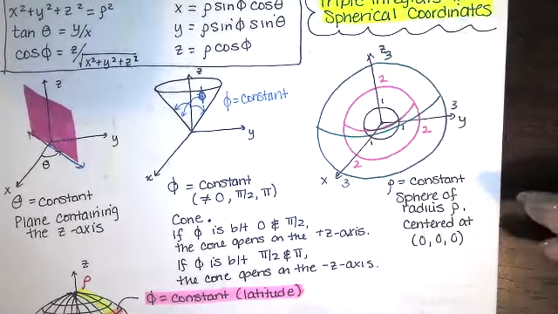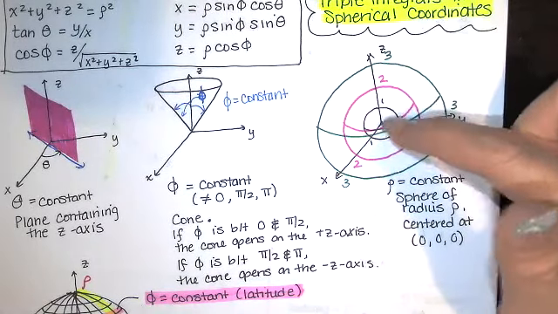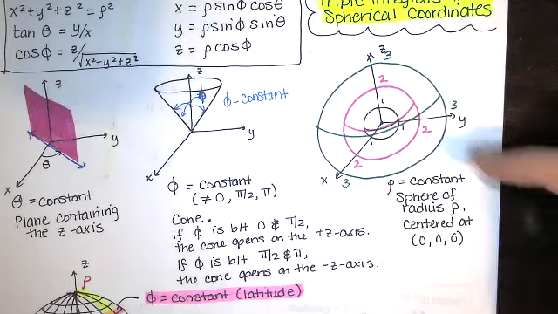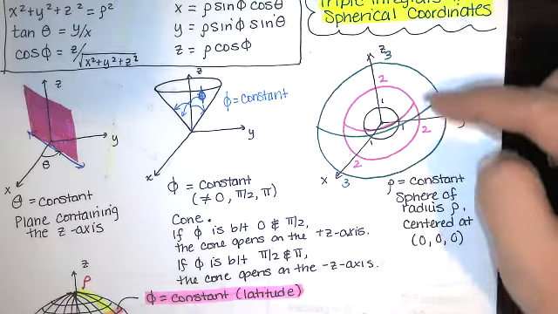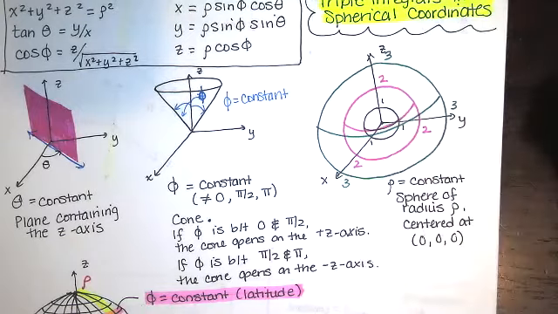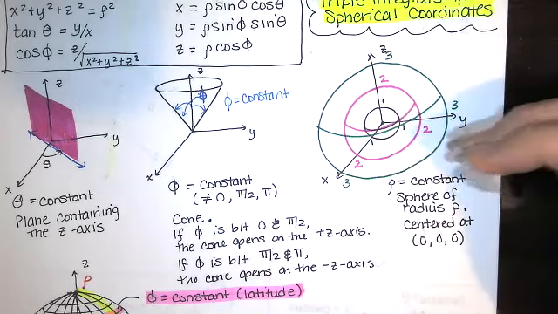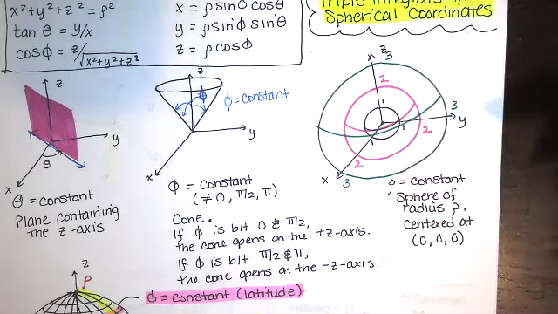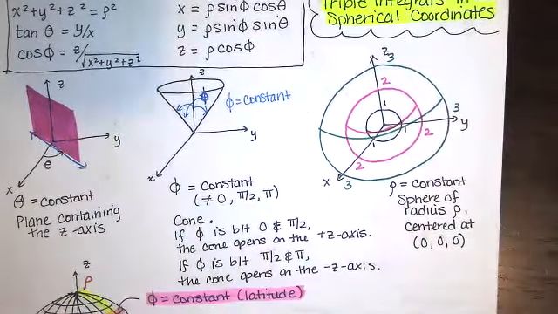So if rho is equal to a constant, let's say rho is equal to 1, we get a sphere of radius 1 centered at the origin. If rho is equal to 2, we get this sphere of radius 2 centered at the origin. If rho is equal to 3, we get a sphere of radius 3 centered at the origin. Now, if I want the solid sphere of radius 3, then it's not just rho equals 3, it's rho goes from 0 to 3, and then we're also going to have some bounds for theta and phi to describe the solid sphere.